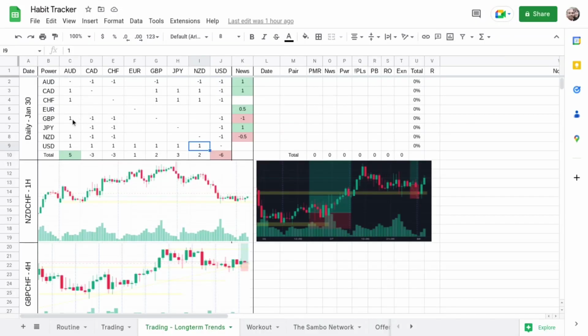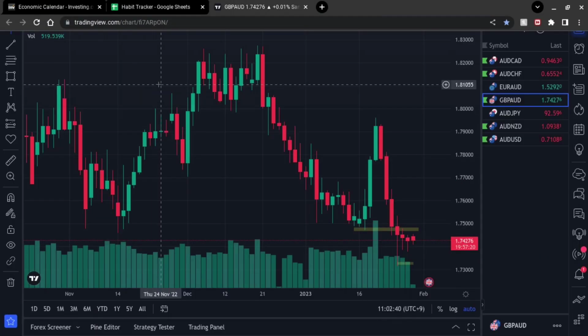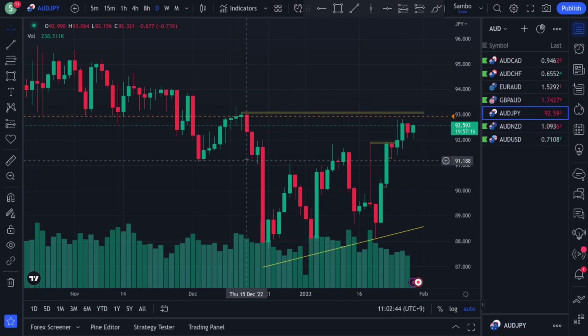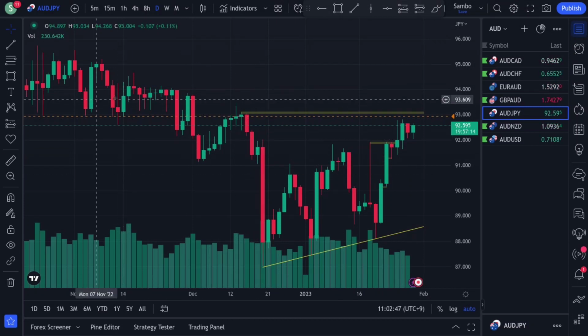So what I do, Aussie is strong, pound is weak. All right, there we go. A little bit of a brain fart there. Aussie yen. So yeah, it has been downtrending.